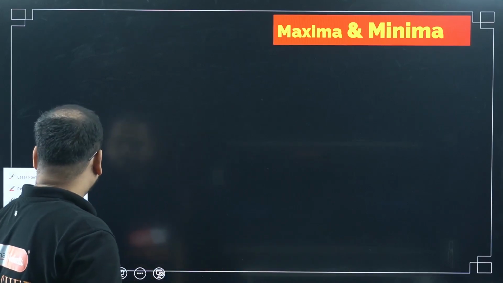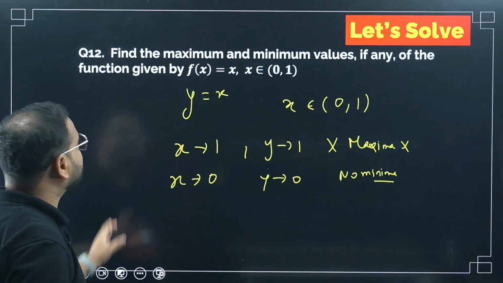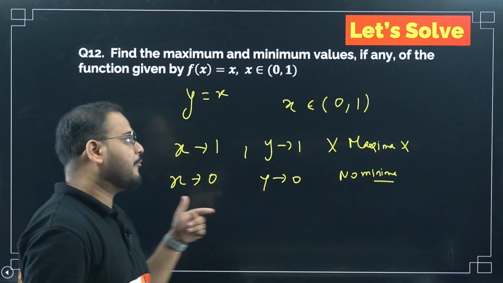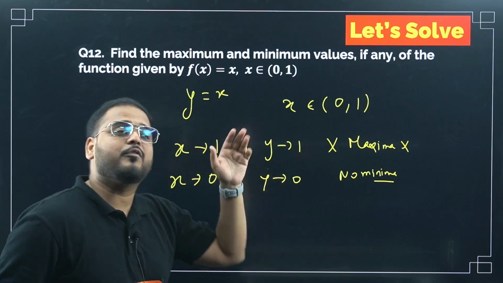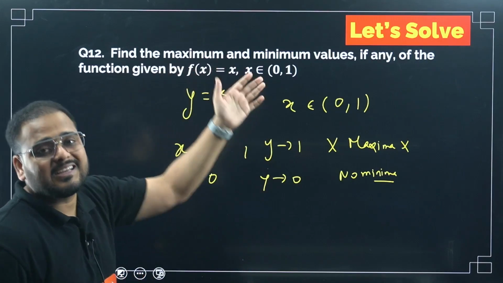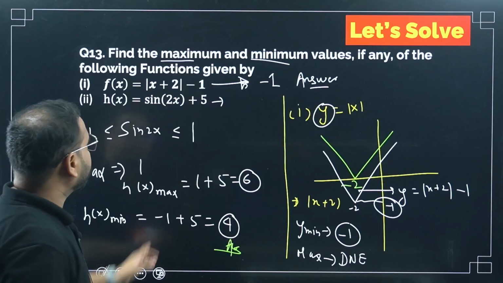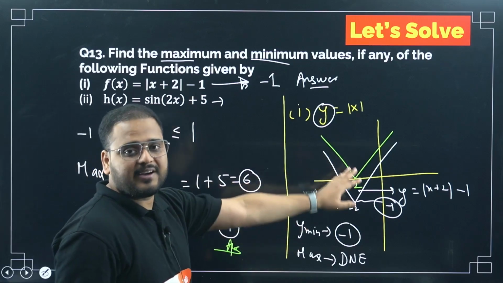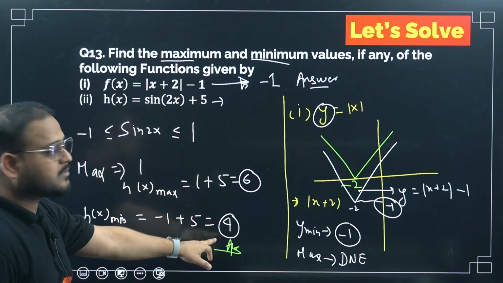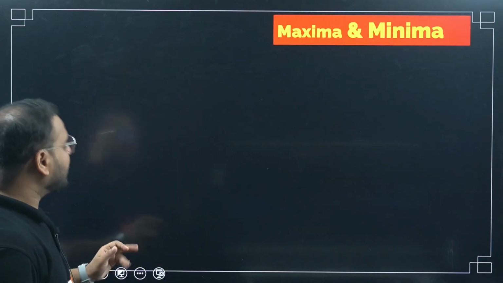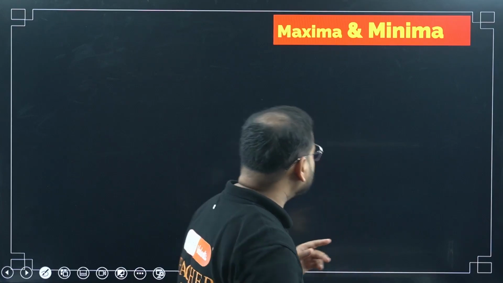Chaliye. So first we saw in the previous two questions what is the meaning of maxima, minima. What is the meaning of maxima, minima? For what value of x the function will reach its highest value or the lowest value. Over here the highest value was not defined, lowest was minus 1. Over here the highest value was 6, and the lowest value is 4. Okay.